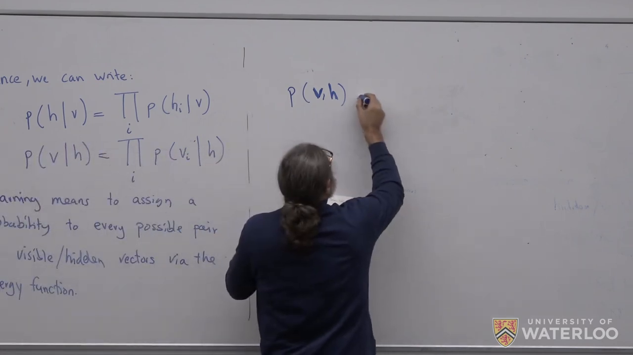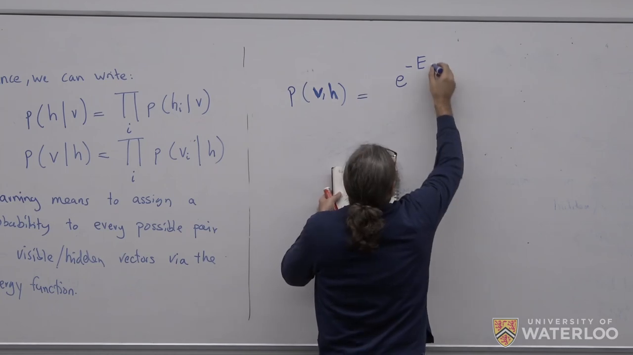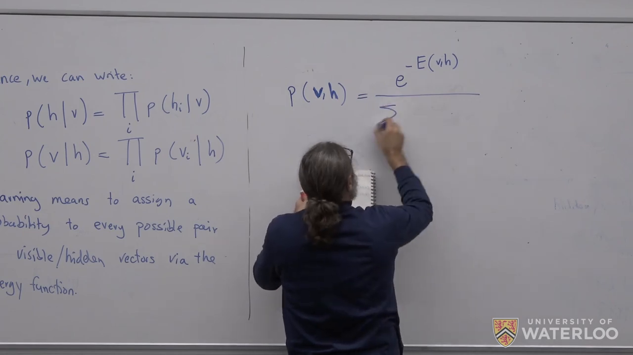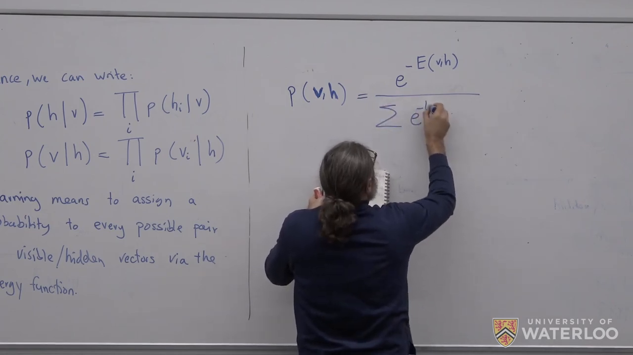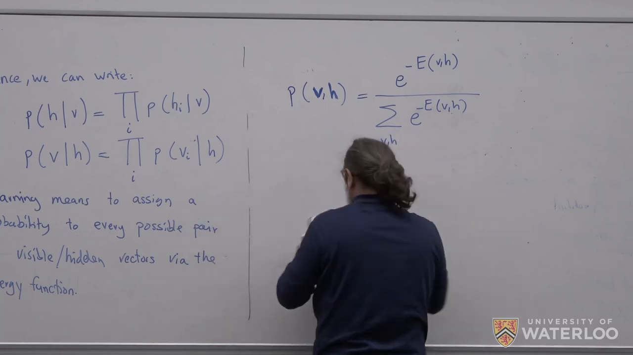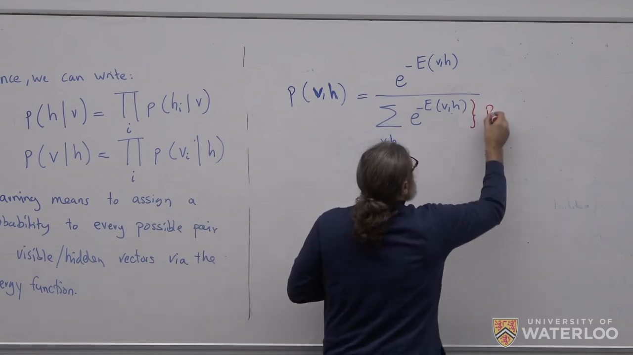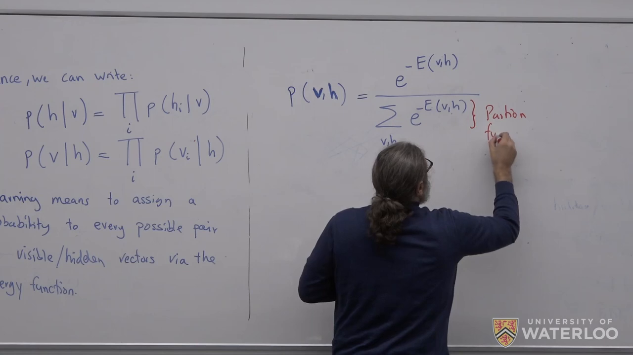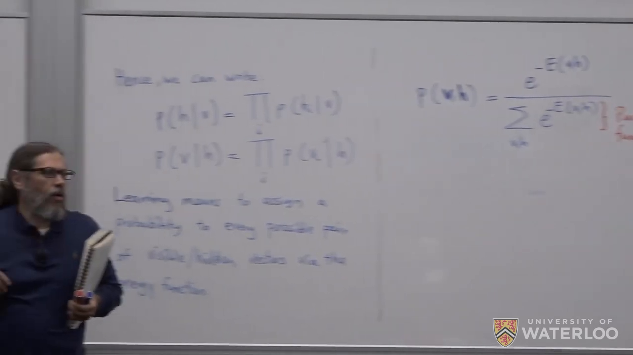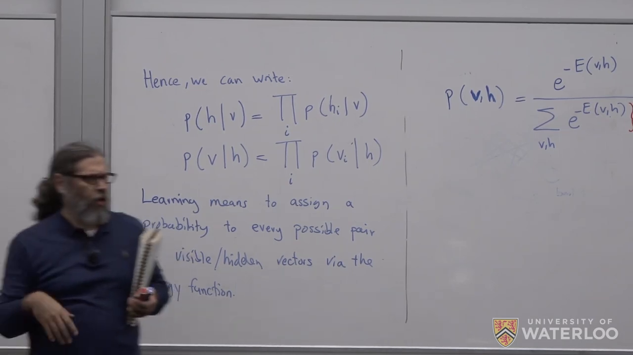So that probability is the exponential function raised to minus the energy of V and H, normalized by the sum of e raised to minus E of V and H over V and H. And we call this the partition function, which is quite challenging in a restricted Boltzmann machine. It's actually intractable. You cannot calculate that. So why are you then writing it on the board?